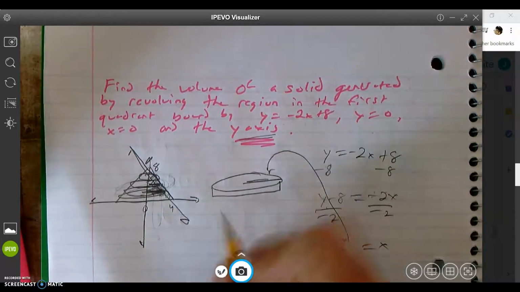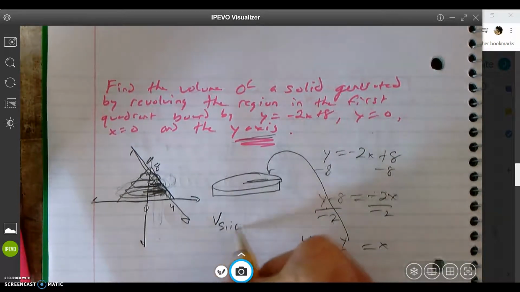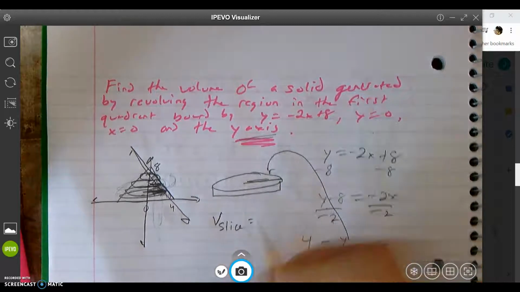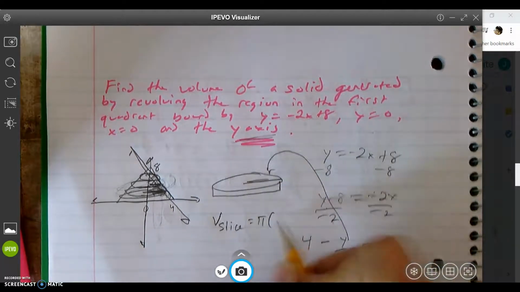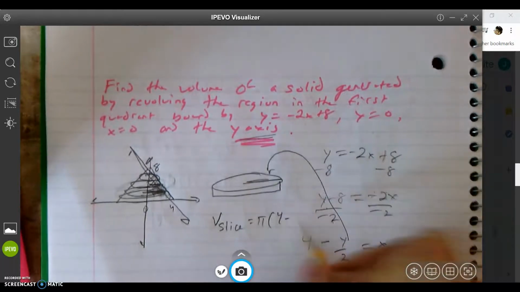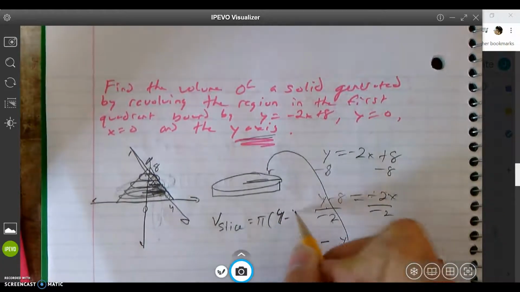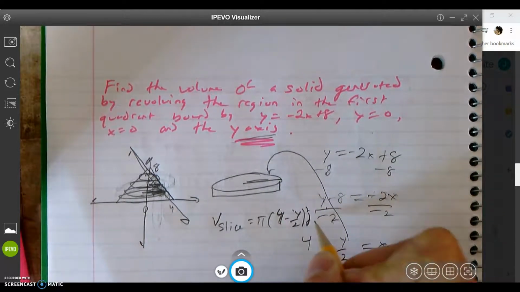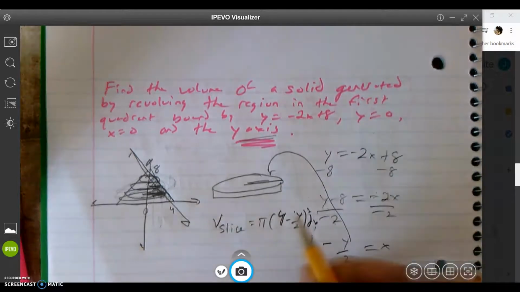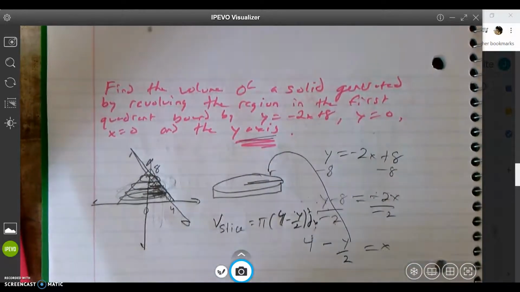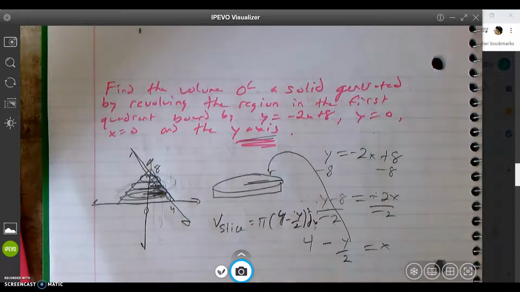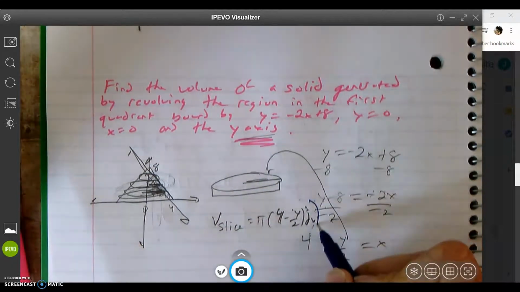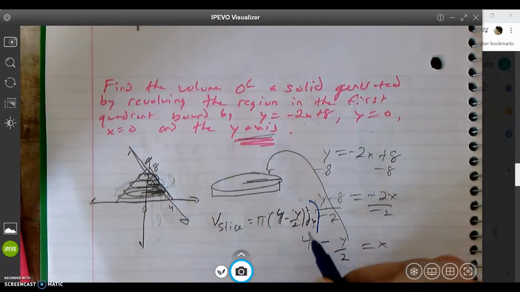So my volume of a slice in this case is going to be pi times the radius, 4 minus y over 2, squared, times dy. Sorry, it's scrunching up against that other work. My pencil ran out of lead, so I'm just going to use this pen right now. No problem. The volume of a slice looks like that.